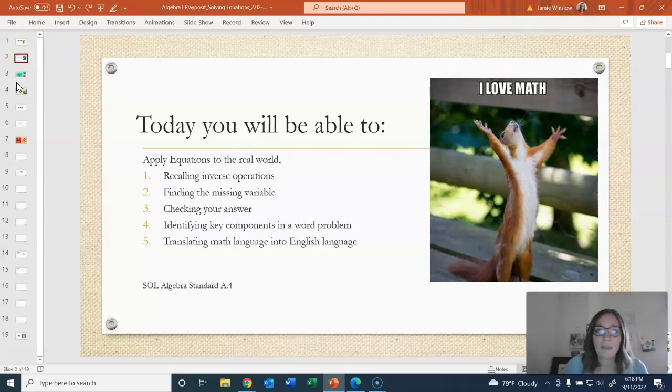So we are just going to build upon what you've already learned in solving equations. By doing that, we're just going to recall what it means to solve an equation, finding those missing variables, checking our answers, and we'll look at identifying key components in a real world problem. We're not going to do number 5 today. We've already done that.